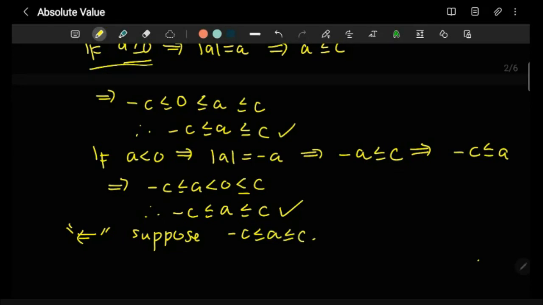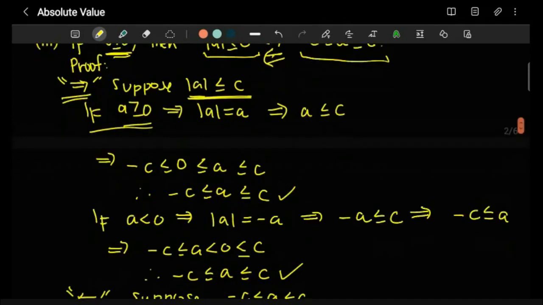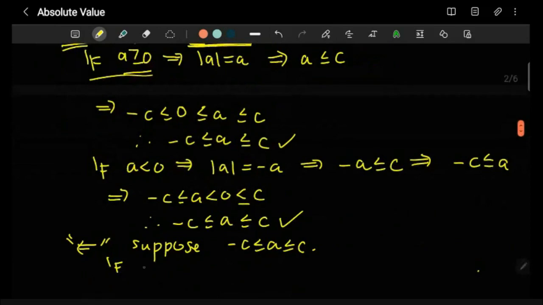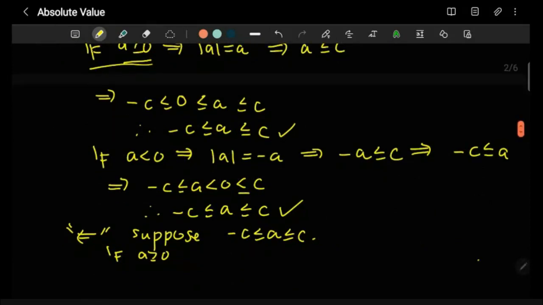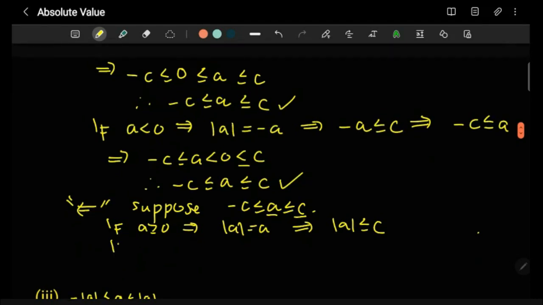Now again, we're dealing with absolute value, so we're going to take into consideration each case for A. What we want to show is that the absolute value of A is less than or equal to C. Okay? So for the case A greater than or equal to 0, what can we conclude? We can conclude that the absolute value of A is A. But since A is less than or equal to C, by substitution, this will imply that the absolute value of A is less than or equal to C. So we're done with that case. How about the other case? How about when A is less than 0?